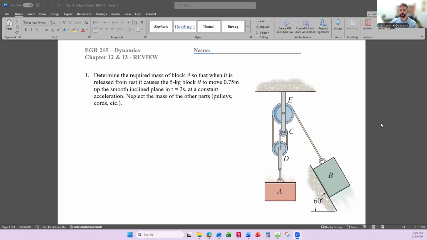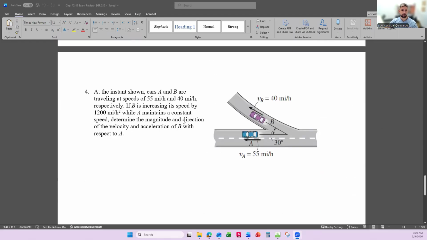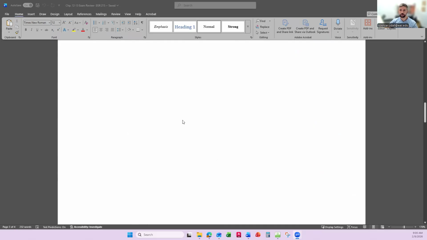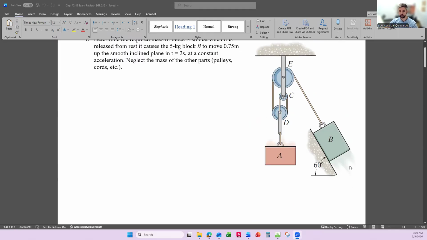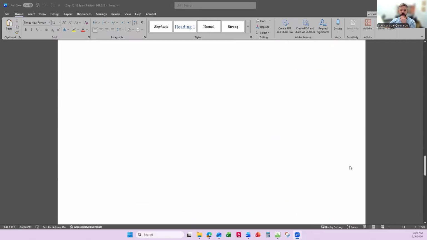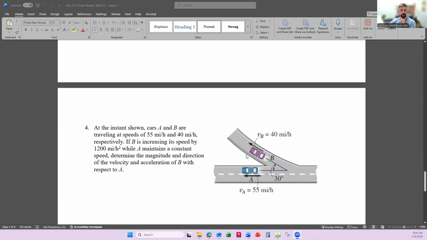Right, here we are for our review for the Chapter 12-13 exam. We've got four different problems, which you should be able to print off of Canvas. Essentially, we've got one of the three different coordinate systems, plus some bonus stuff. Like we've got the pulleys, and relative motion, which was the other bonus topic that we threw in there.